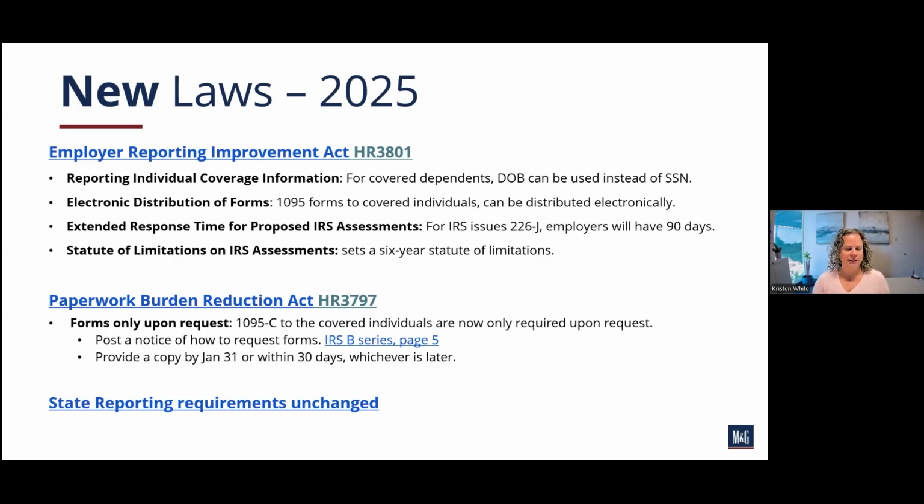So the two new laws, I have my fun little laser pointer here. Our first one, Employer Reporting Improvement Act. The next one, the Paperwork Burden Reduction Act. So lots of fun words there. This first one, we have 4 items. This is really mostly for our self-funded folks. So there's a section on the form where you have to list every covered individual. And for dependents, they're going to allow you to use date of birth instead of social. They did allow that somewhat before, but now they have less rules on how you can go about that. So a little bit easier there.